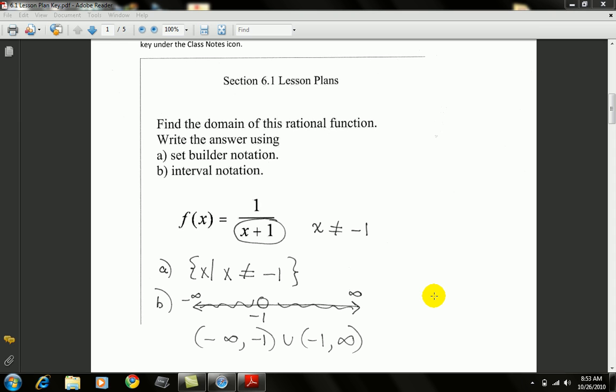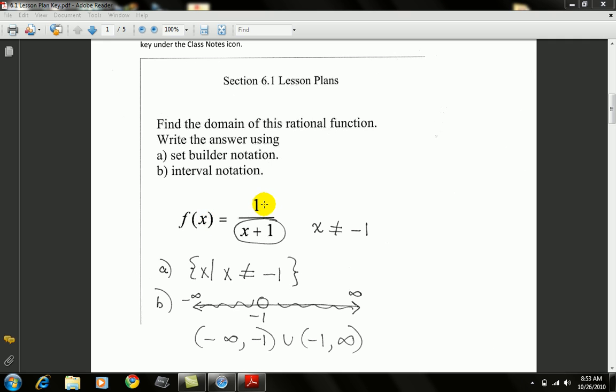Okay, ladies and gentlemen, section 6.1 involves some fairly detailed concepts. We're taking some things from the past and reinforcing them, and we're kind of turning up the heat on some other things. So, the first question, find the domain of this rational function.